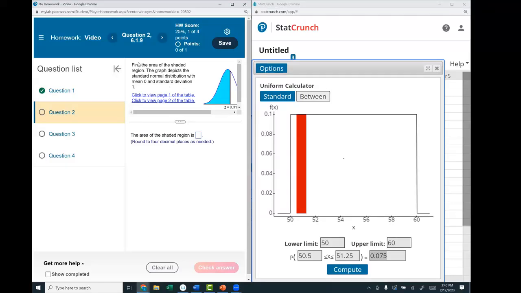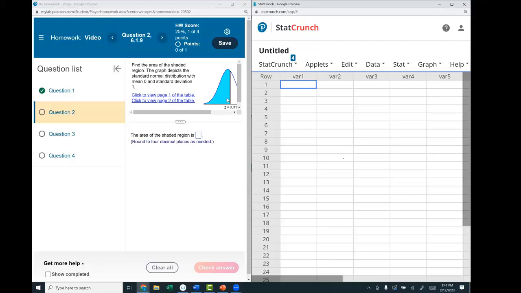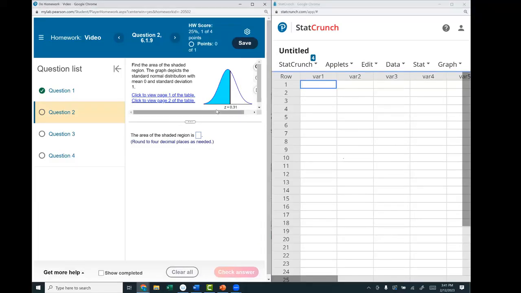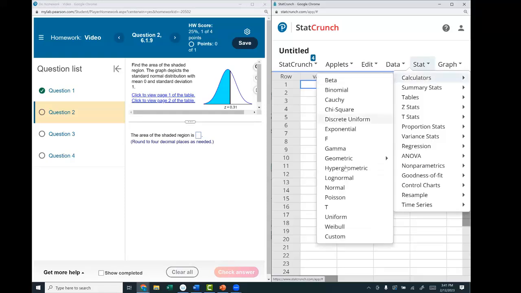Now we have a normal distribution curve. Find the area of the shaded region. The graph depicts the standard normal distribution with mean of 0 and standard deviation of 1. Let me open this up a little bit. Okay, so now we could use the table. If you like, you're very welcome to use the table. I'm going to prefer to use StatCrunch.